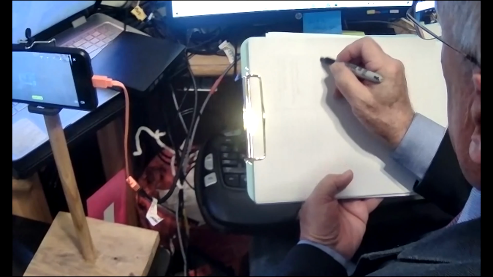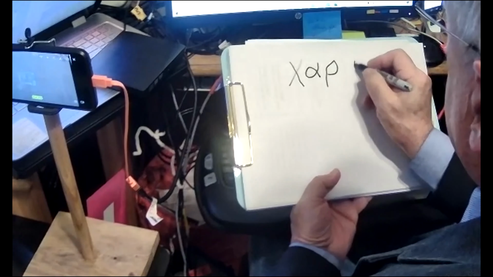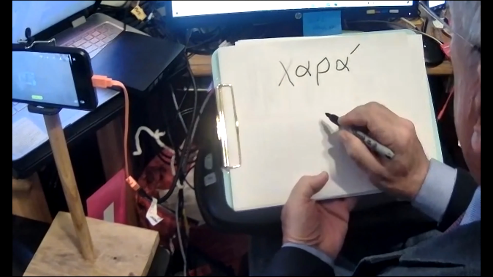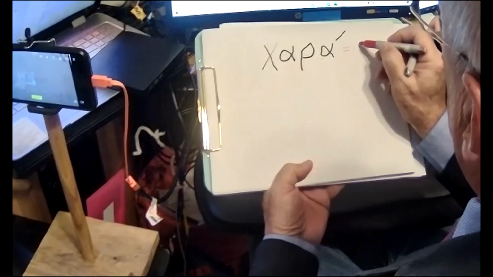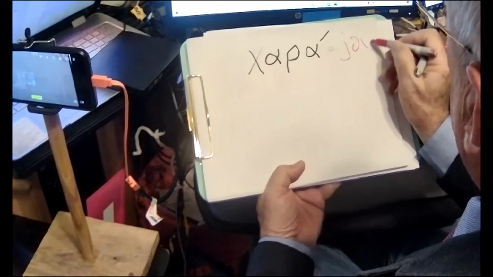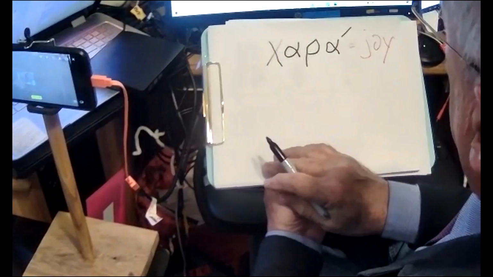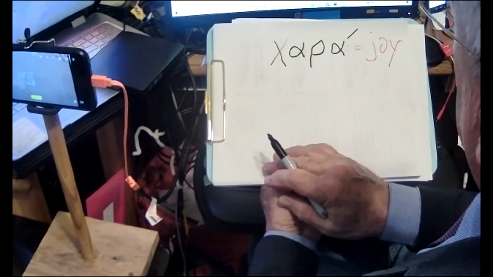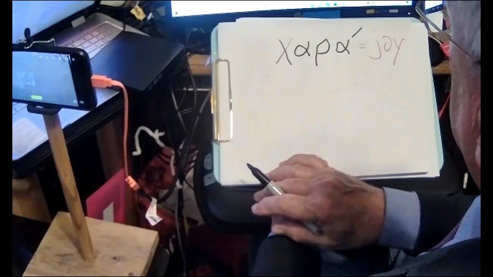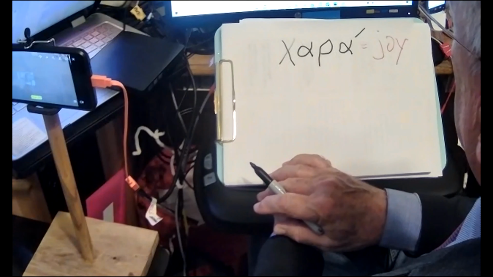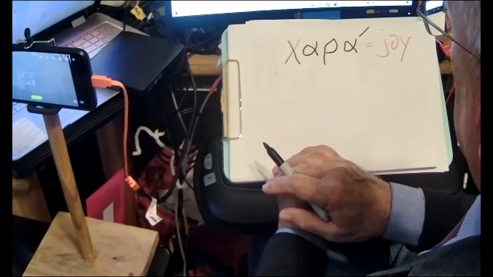Now we learned these new words. Chara means joy. Okay. But as you know, in the New Testament, I don't always find these words in the nominative case. Sometimes I find them, for example, in the accusative case, if it's the direct object.